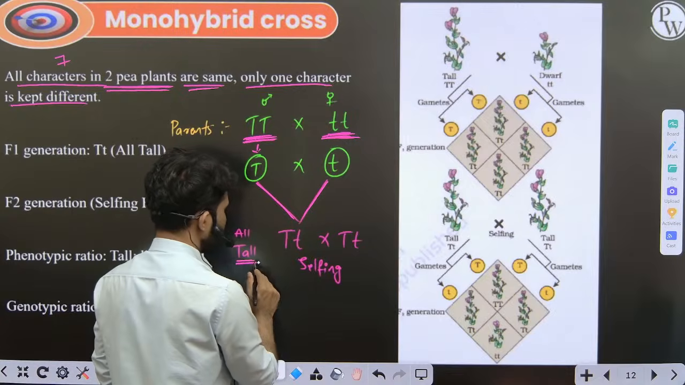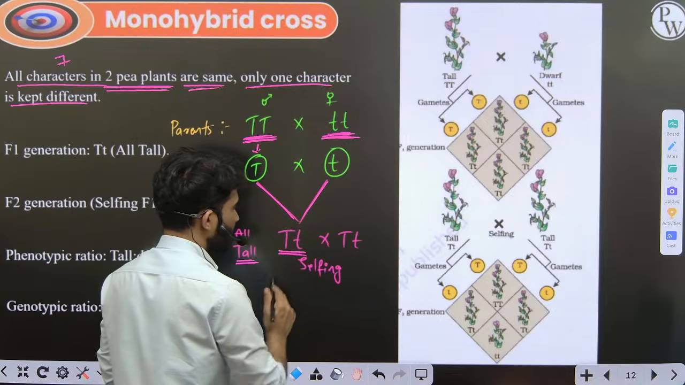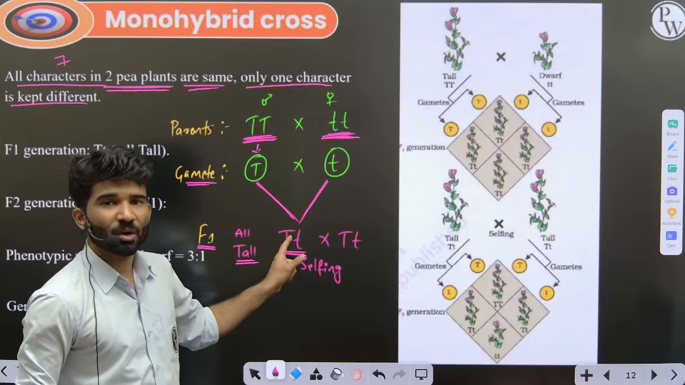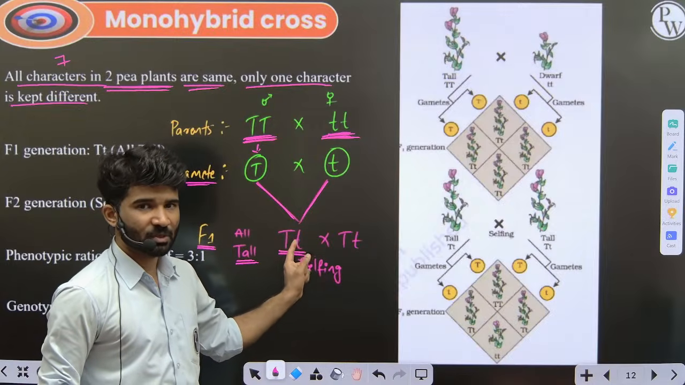All are tall, and all those tall plants were heterozygous. How are you going to know whether it is homozygous or heterozygous?